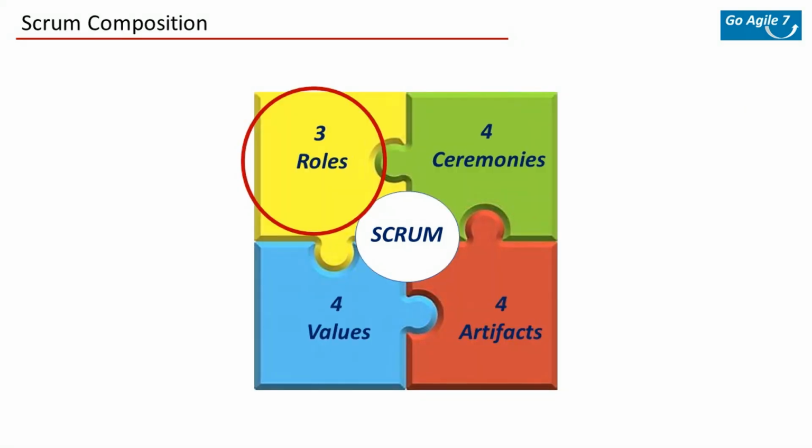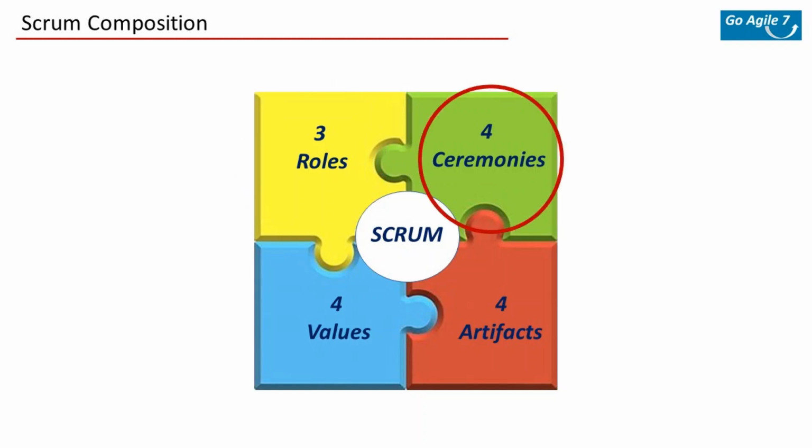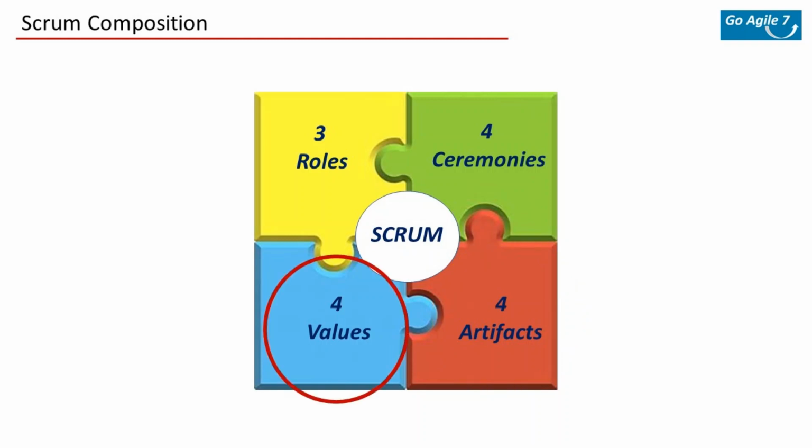Scrum roles is basically about the different characters, the people who are involved in Scrum. Scrum ceremonies are nothing but all the different meetings that happen in a typical sprint. Scrum artifacts are the tangible deliverables, what we expect in a Scrum. And then you have Scrum values. To summarize, in Scrum there are 3 roles, 4 ceremonies, 4 artifacts, and 4 values. I don't think we can cover all this in one session, so let's distribute it across multiple sessions.